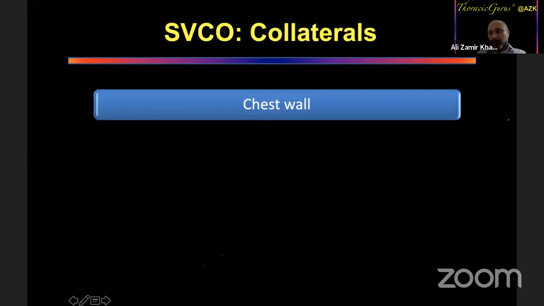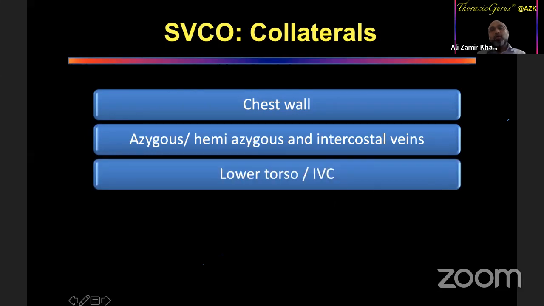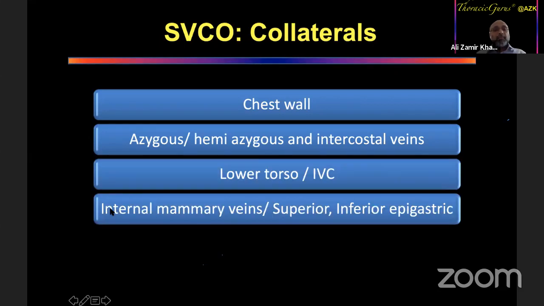So what are the collaterals? What opens up on the chest wall? The chest wall veins open up, we said that. The azygos, hemiazygos, and the intercostal veins are the main areas which take the back pressure off the SVC. The lower torso or via the IVC might actually open up. There are the internal mammary veins and the superior and inferior epigastric veins. All of these form a collateralization and they open up.